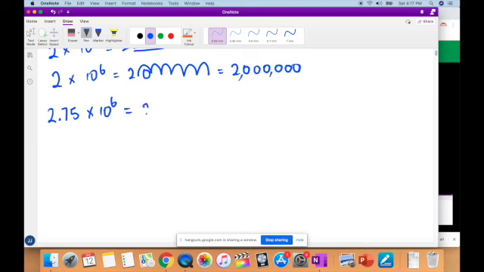Okay, so I have 2.75 times 10 to the 6, so I just go 6 times. 1, 2, 3, 4, 5, 6. So I add 0, 0, 0, 0. So I end up with 2,750,000 as the answer.